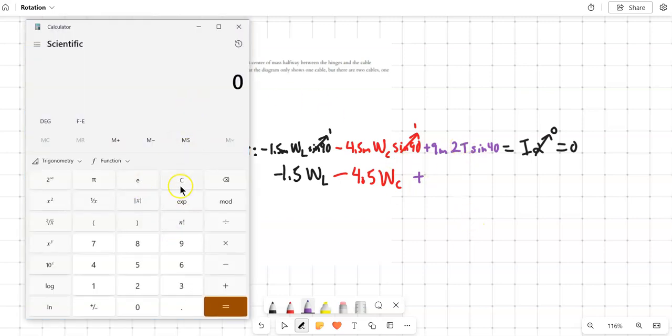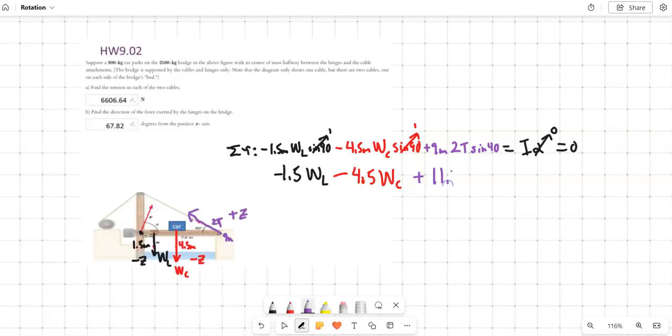So 40 degrees, and take the sine of that, which is 0.642787. We're going to multiply that by 2 times 9 equals, so 11.57. So this is going to be 11.57 meters times the tension. Okay, so 9 times 2 times sine of 40 is 11.57, and the meters comes from the 9, and that's going to be equal to 0.